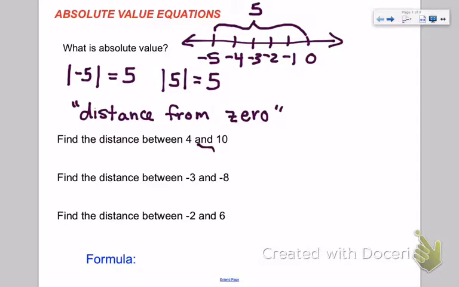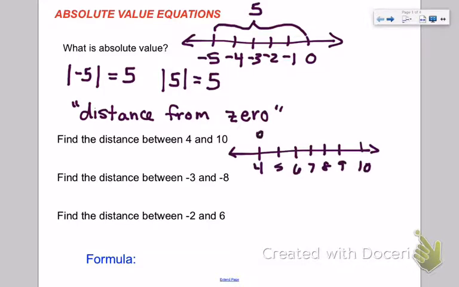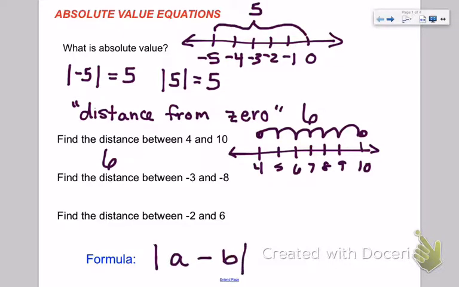So if we want to find the distance between 4 and 10, we can make a number line if we wanted to. 5, 6, 7, 8, 9, 10. And to get from 4 to 10, we're going 1, 2, 3, 4, 5, 6. So the distance is 6. If we don't feel like doing that every single time, we can use the formula, which I'm going to write down here. It's the absolute value of A minus B, where A is one number and B is the other.